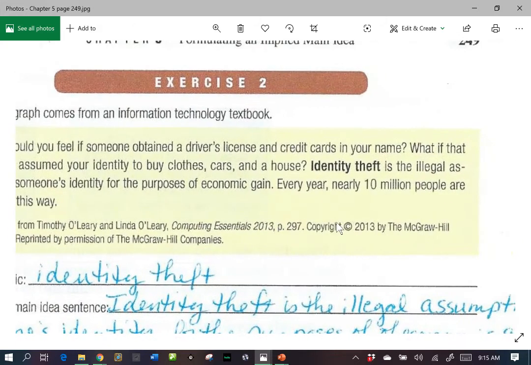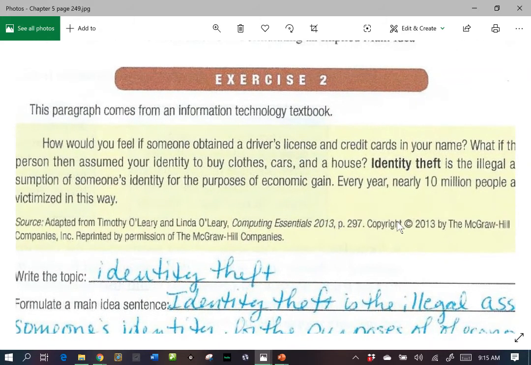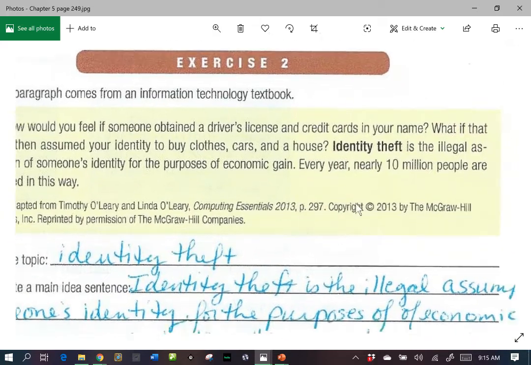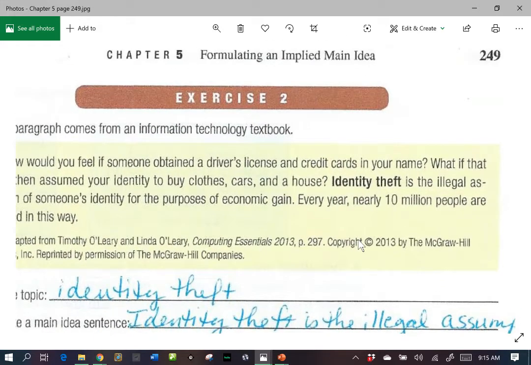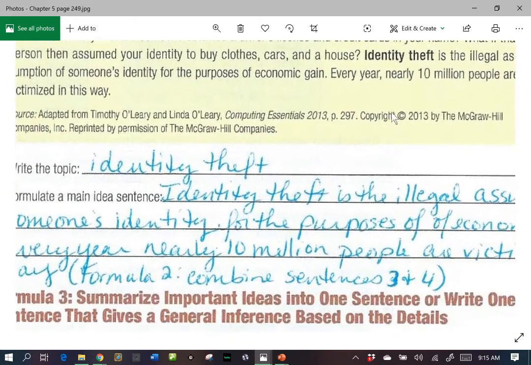And here, it's basically what the definition of that is. So it's the illegal assumption of someone's identity for the purposes of economic gain. And then also the fact that every year, nearly 10 million people are victimized in this way.